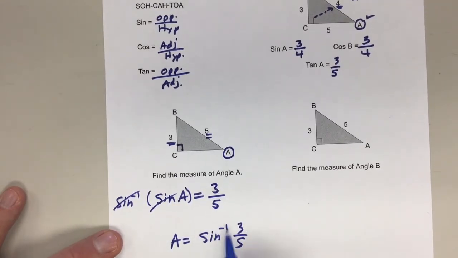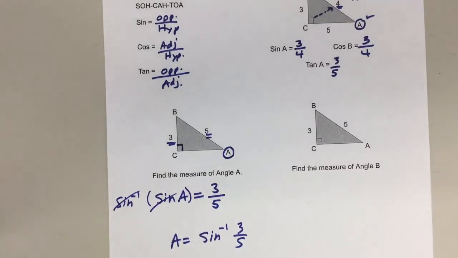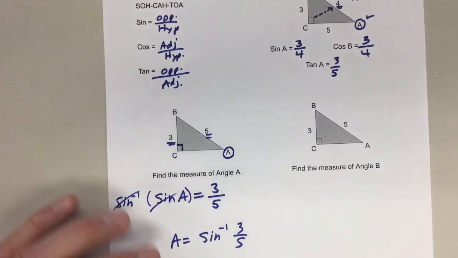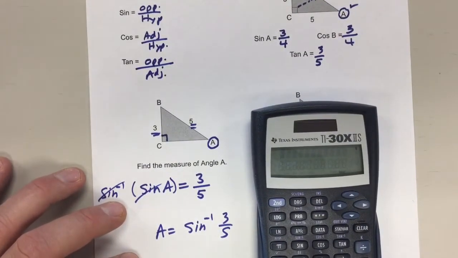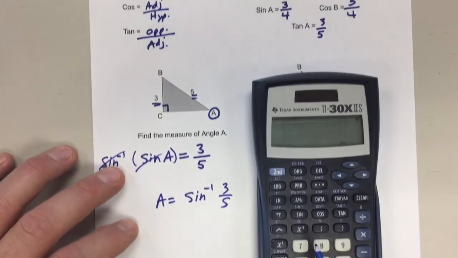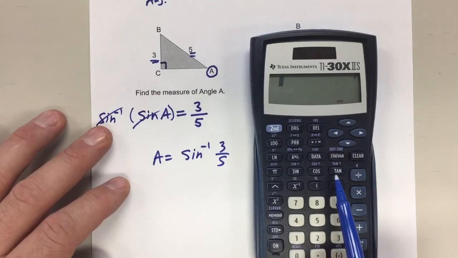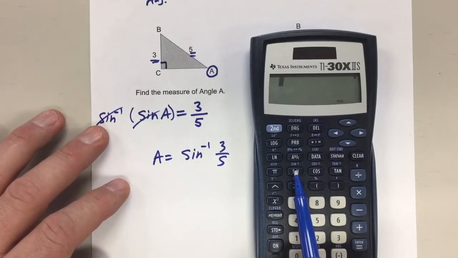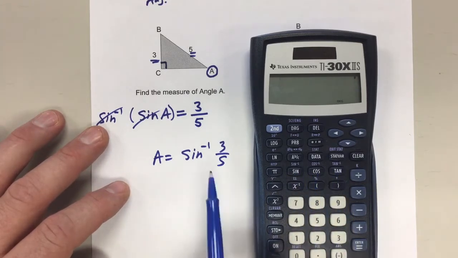There's a button on your calculator for this, and I'm going to show it on 2 different calculators. If you have one of these scientific calculators, you'll notice that there is a sine, cosine, and tangent button. But if you look above those, you'll see there's a sine -1, cosine -1, and tangent -1. So those are the buttons we use when we want to find the angle.